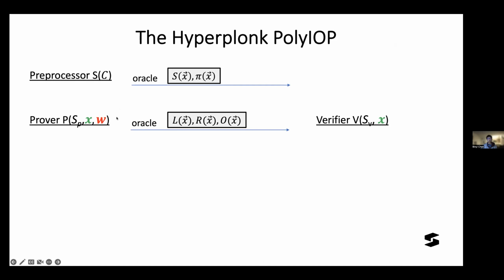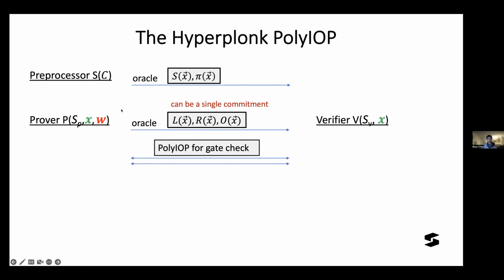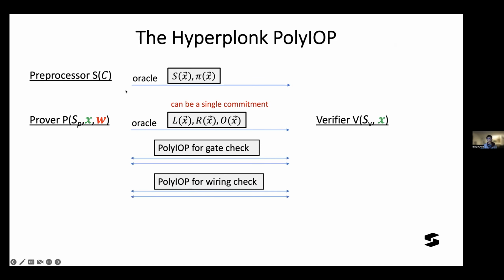And I also want to note that in the multilinear setting, after you do the SNARK, when you do the commitments, it's very easy to combine them together and obtain a single commitment for all of them. So basically, you only need to send one commitment in each round. And then after that, what we need to do is just to run this Poly-IOP for the gate check as well as for the wiring checks.